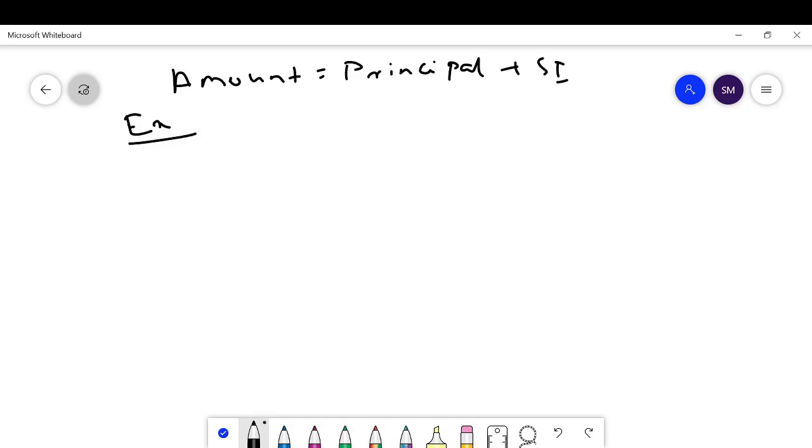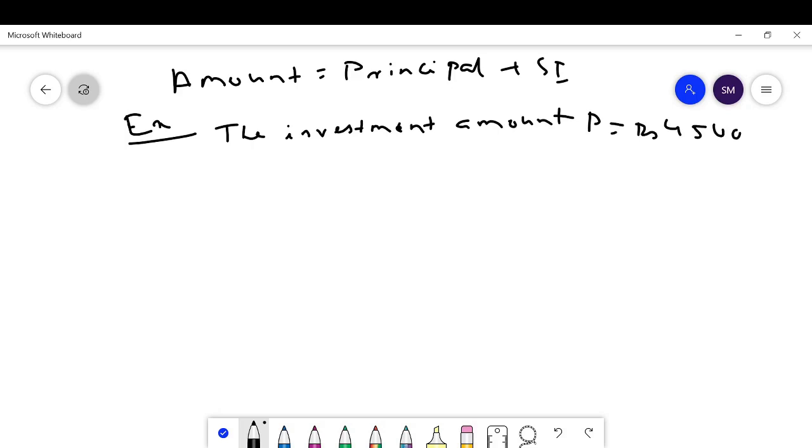At first you have to understand the question properly. Find the amount for the investment of 4,500 rupees for 2 years. The investment amount means the principal, so the principal is equal to rupees 4,500. Then you have to find out the amount.